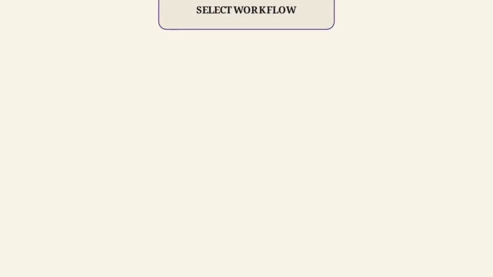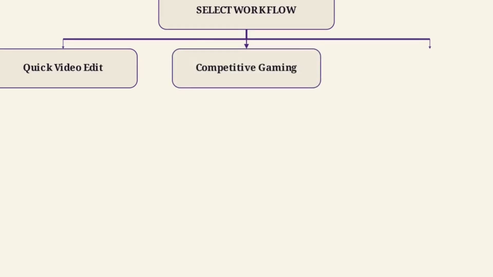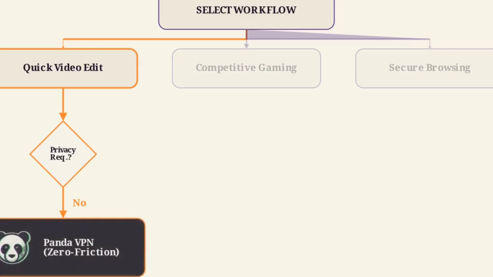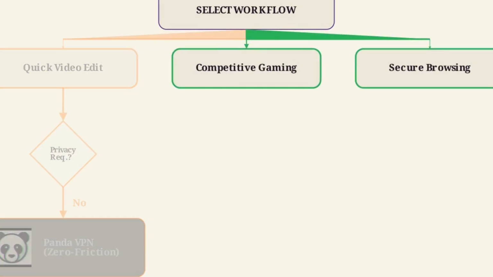To pick the right tool, let's look at this decision flowchart. It starts with your primary goal: a quick video edit, competitive gaming, or secure browsing. On the quick video edit path, ask yourself, do you care if app usage is tracked? If the answer is no, perhaps because you're using a burner device solely for a CapCut template, then a generic one-tap app like Panda is the zero-friction choice.